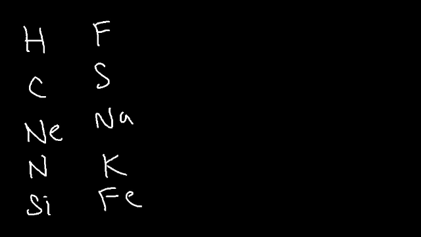So what are the names of the 5 elements that you see here? H stands for hydrogen, C is carbon, Ne is neon, N is nitrogen, Si is silicon. Try these. Feel free to pause the video as you write the names of these elements. F stands for fluorine, S is sulfur, Na is sodium, K is potassium, Fe is iron.